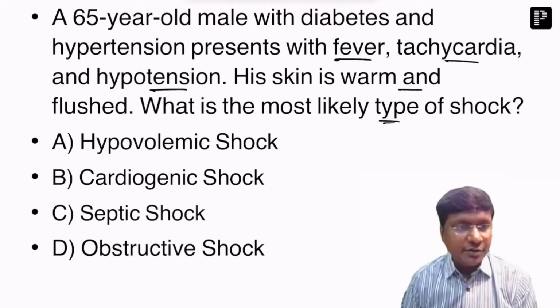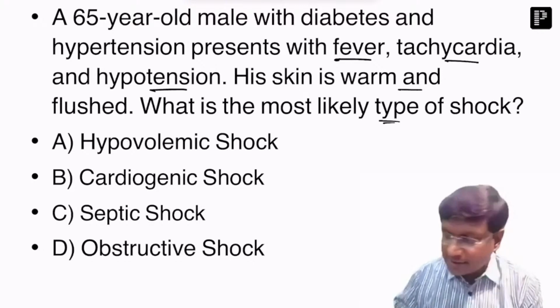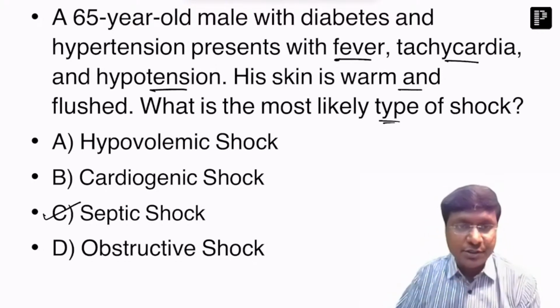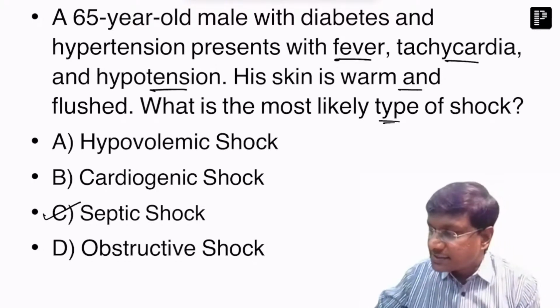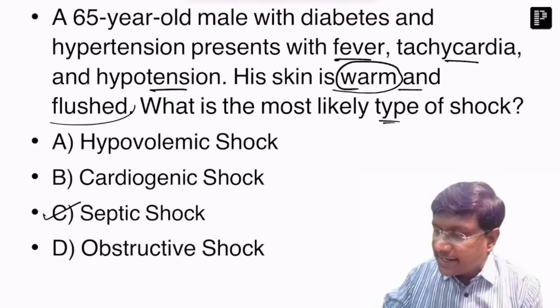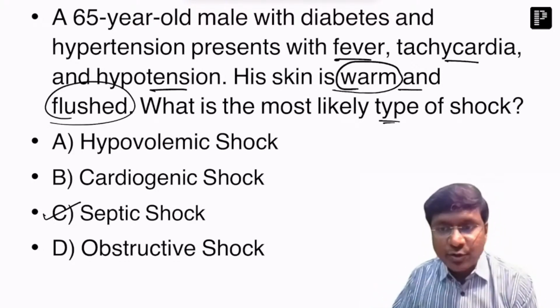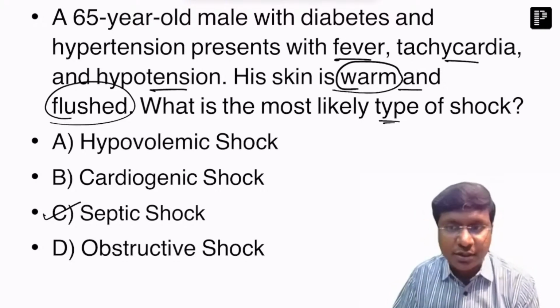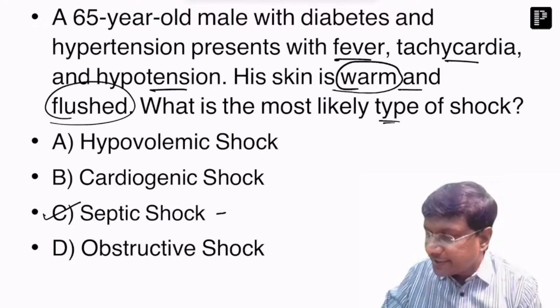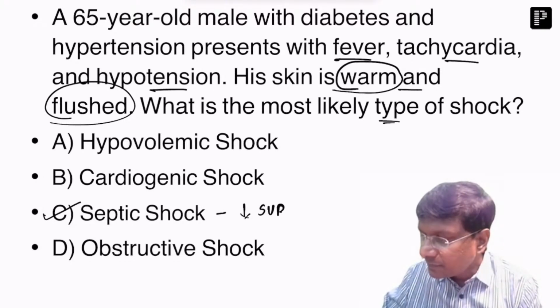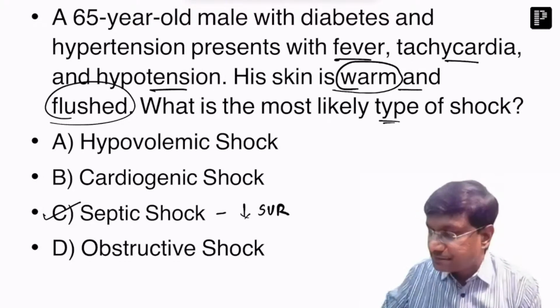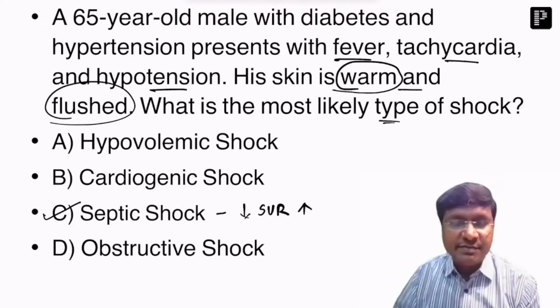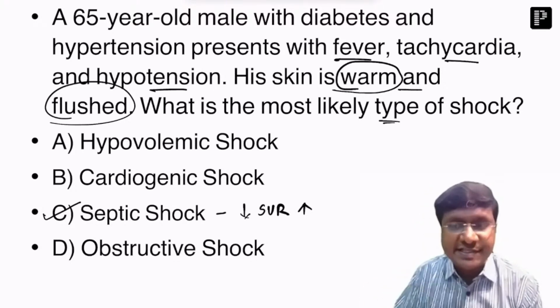Yes, anyone want to make an attempt at this? Right, very good, Mahata. So the answer is septic shock. So in septic shock, I said the extremities will be warm as well as flushed. And what is the hemodynamics that I have discussed in case of septic shock? Septic shock is nothing but a type of distributive shock. In case of septic shock, the hemodynamics will be a decrease in systemic vascular resistance. And what could be the reason for the decrease in systemic vascular resistance? Because of release of cytokines in sepsis.